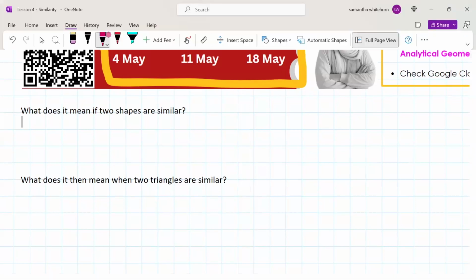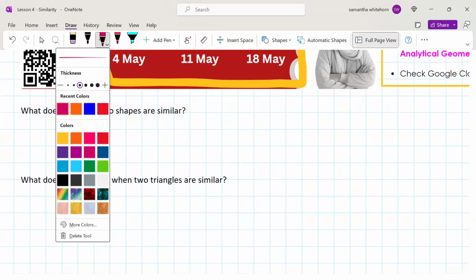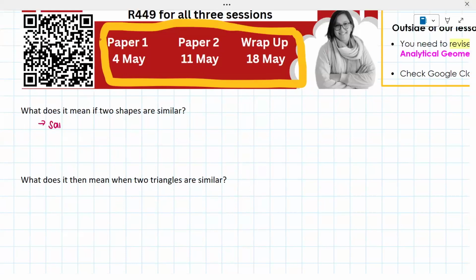what that means is that they have the same shape, but different sizes. Okay, so if you think of, say, for example, something like a square.